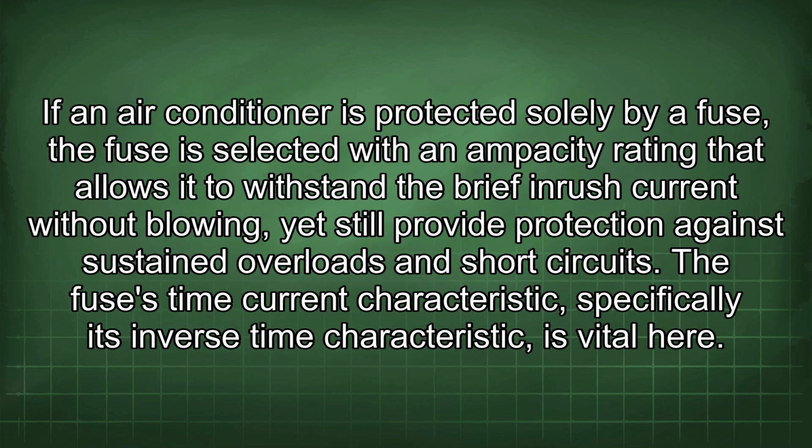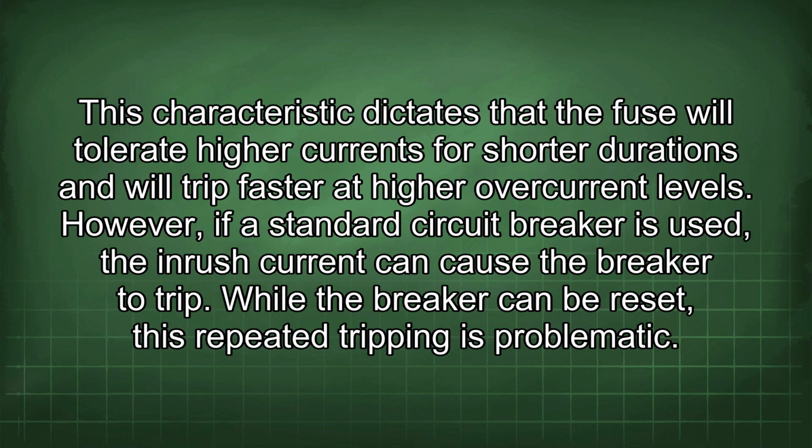If an air conditioner is protected solely by a fuse, the fuse is selected with an ampacity rating that allows it to withstand the brief inrush current without blowing, yet still provide protection against sustained overloads and short circuits. The fuse's time current characteristic, specifically its inverse time characteristic, is vital here. This characteristic dictates that the fuse will tolerate higher currents for shorter durations and will trip faster at higher overcurrent levels. However, if a standard circuit breaker is used, the inrush current can cause the breaker to trip.